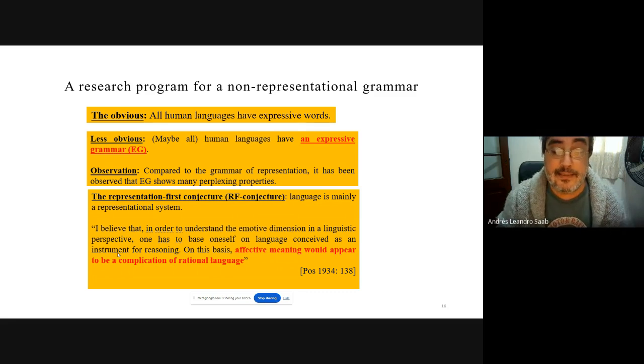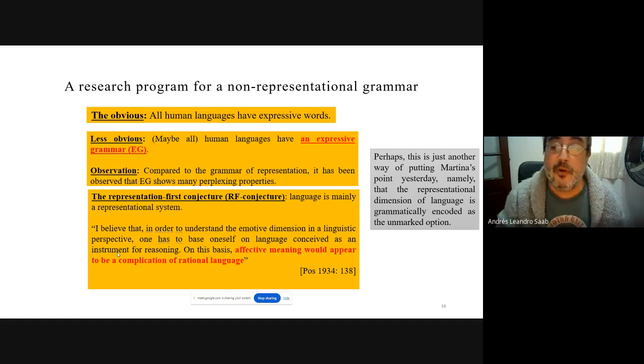So look at this quotation from Posner, in which he says, "I believe that in order to understand the emotive dimension in a linguistic perspective, one has to base oneself on language conceived as an instrument for reasoning. On this basis, affective meaning will appear to be a complication of rational language."